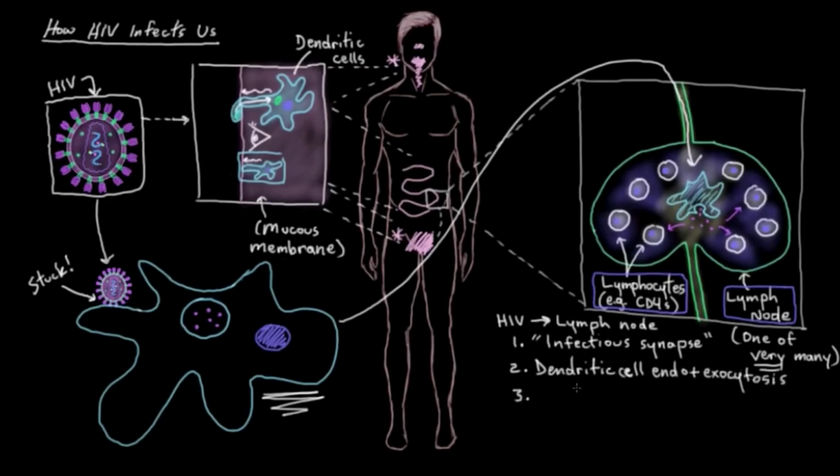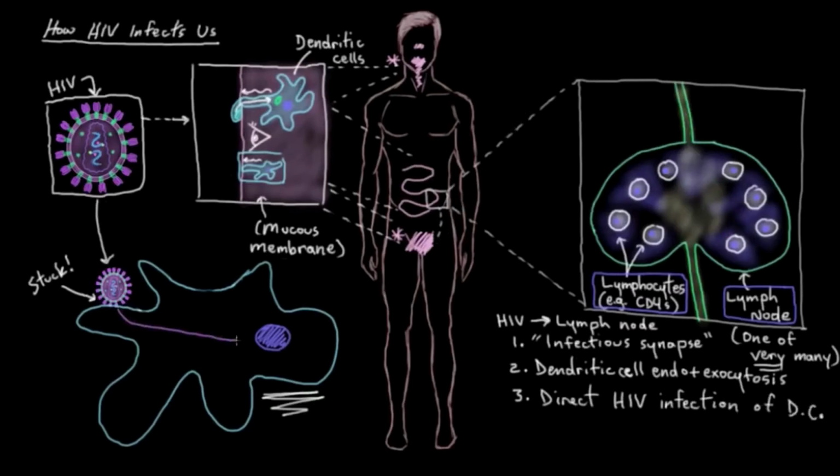And the third way is that HIV will directly infect our dendritic cell at some point during initial contact, either at the mucous membrane or during the period of time when the dendritic cell is traveling to the lymph node. And throwing an infected dendritic cell into a lymph node is generally a terrible idea.